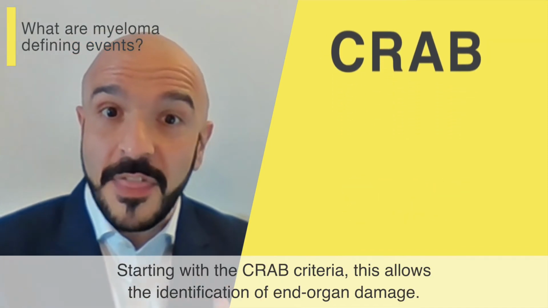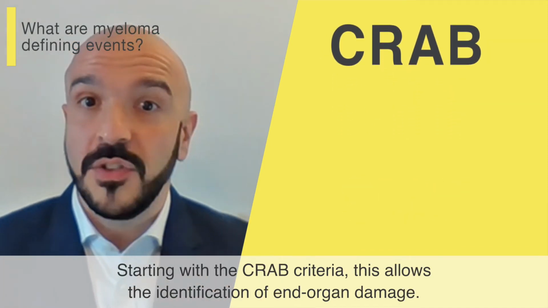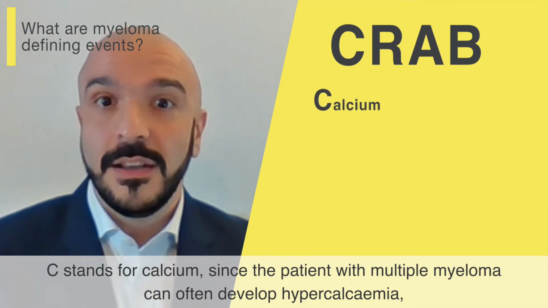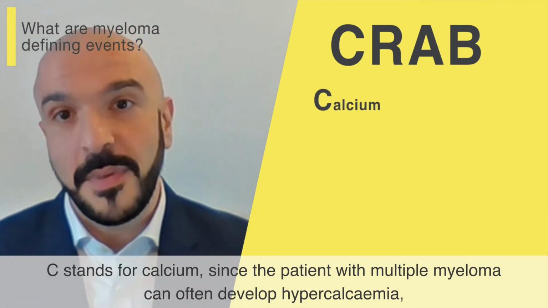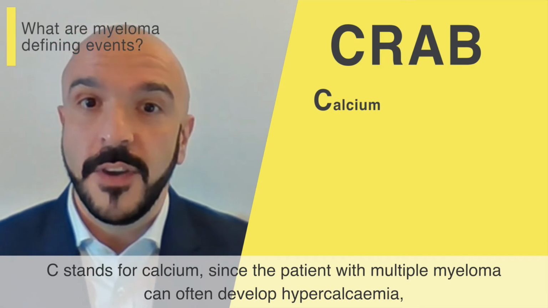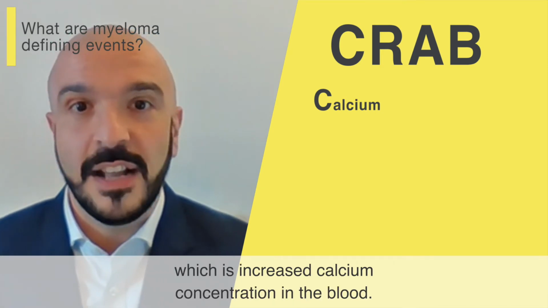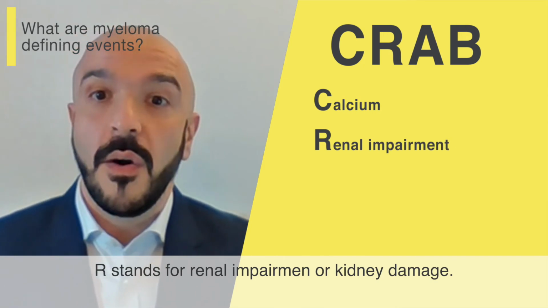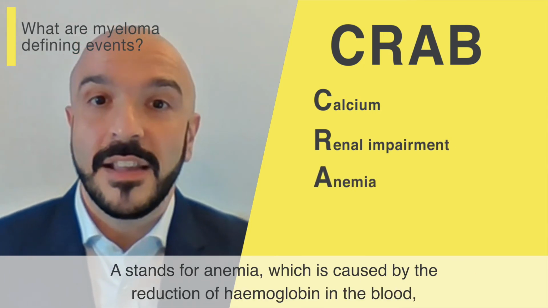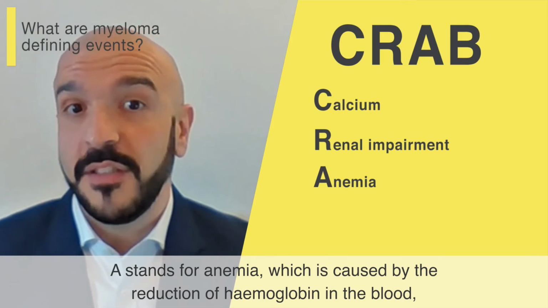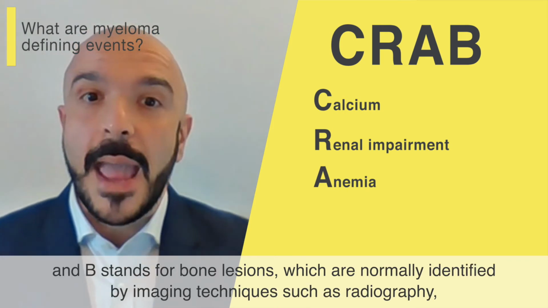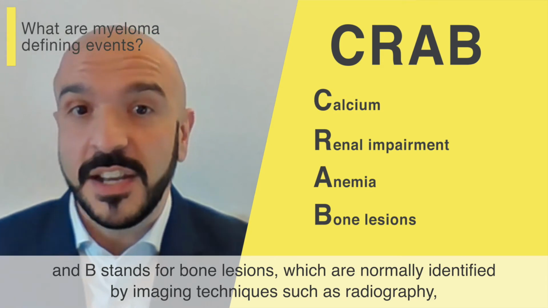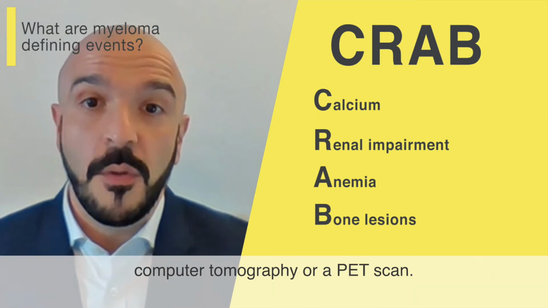Starting from the CRAB criteria, these allow the identification of end organ damage. And this is an acronym for C, that stands for calcium, since the patients with multiple myeloma can often develop hypercalcemia, which is increased calcium concentration in the blood. R stands for renal impairment or kidney damage. A stands for anemia, and this is caused by the reduction of hemoglobin in the blood. And B stands for bone lesions that are normally identified by imaging techniques such, for example, radiography, computer tomography, or PET scan.